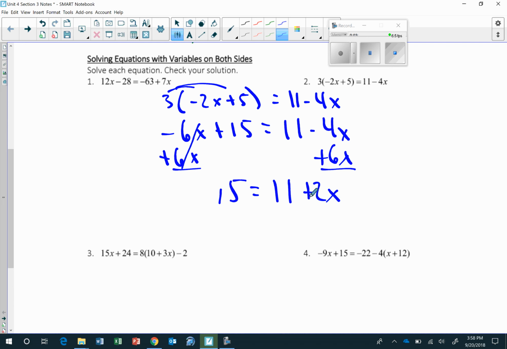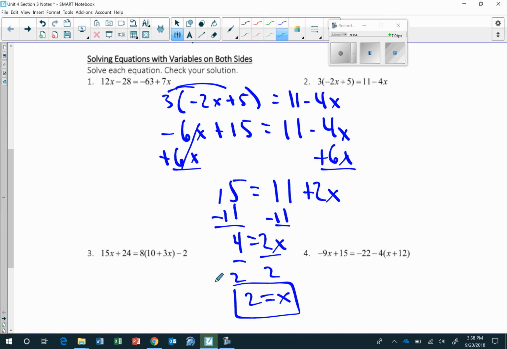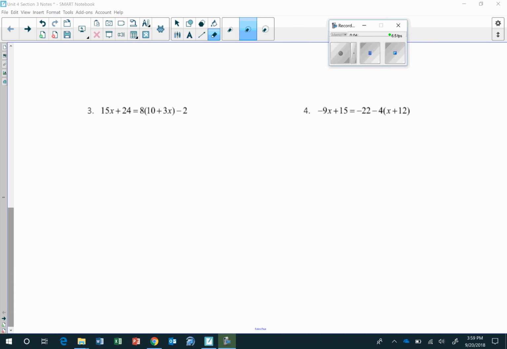If I wanted to, I could have added 4x to both sides, but I would have wound up with a negative 2 over on the left. Since I put my variables on the right, I need to put my constants on the left. 15 minus 11 is 4. 4 equals 2x. So my last step is to divide by 2, and I'll get 2 equals x. And then again, like always, I could plug that back in to check the solution.